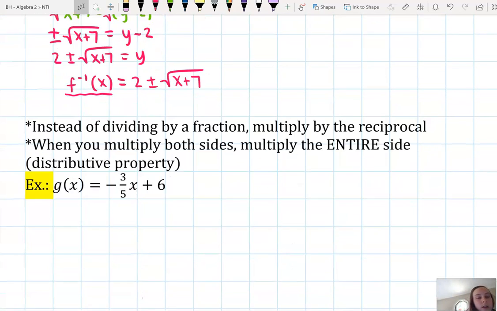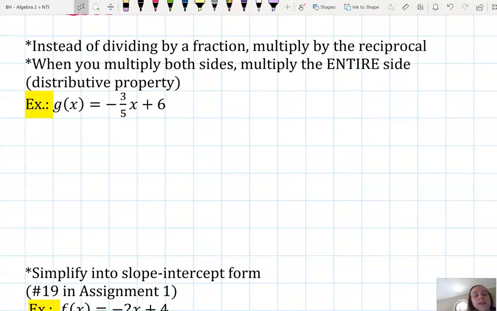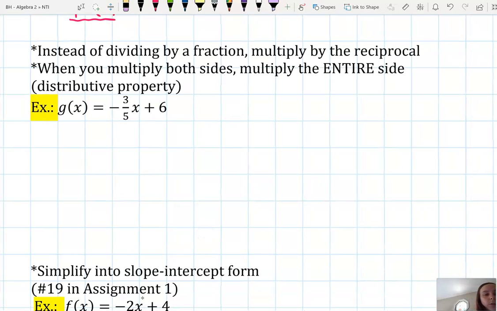Okay. Second misconception. Instead of dividing by a fraction, we want you all to multiply by the reciprocal. That makes more sense, and it's a little bit easier to simplify. When you multiply both sides, make sure you multiply the entire side, using the distributive property. So let's do this problem together.